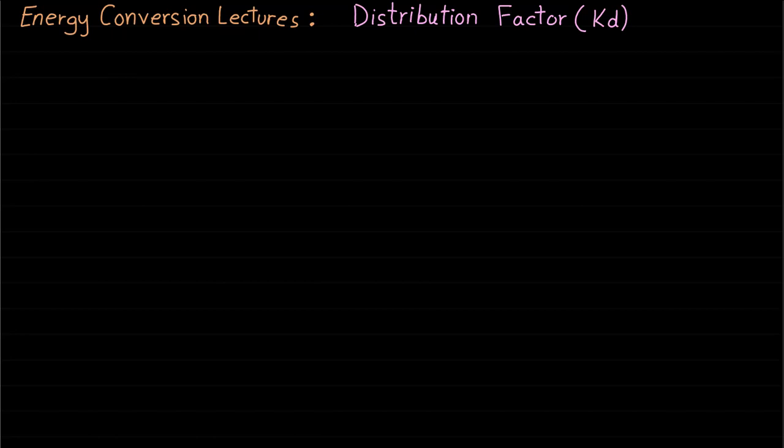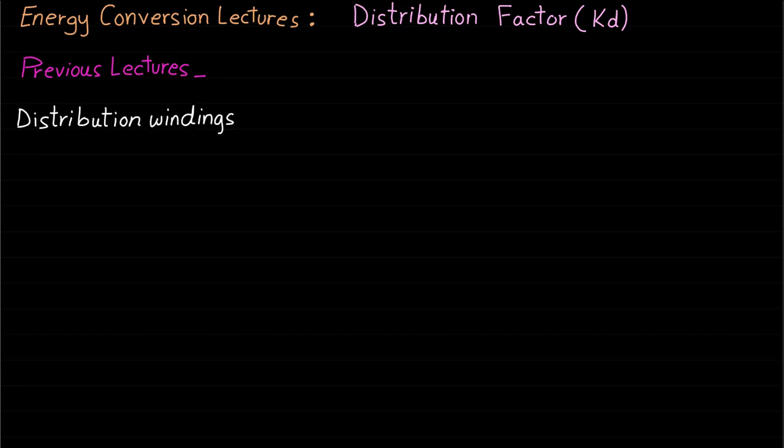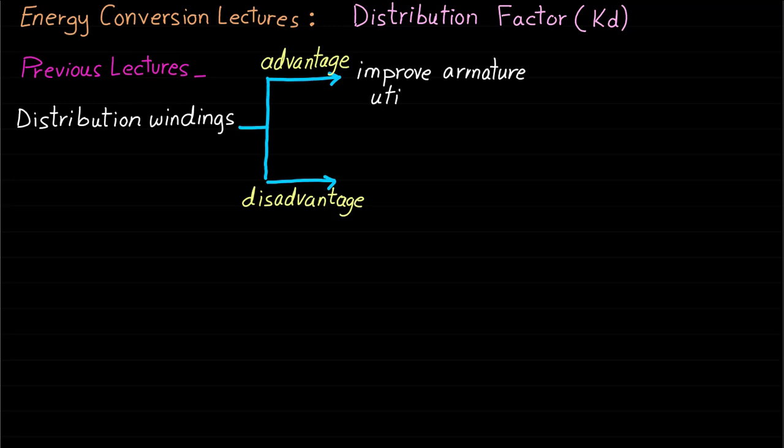Welcome back to the energy conversion lectures. In the previous lectures, we provided some introduction about the armature distributed windings. Also, we showed that the distributed windings have advantage and disadvantage. The main advantage of the armature distributed windings is improving the utilization of the armature.